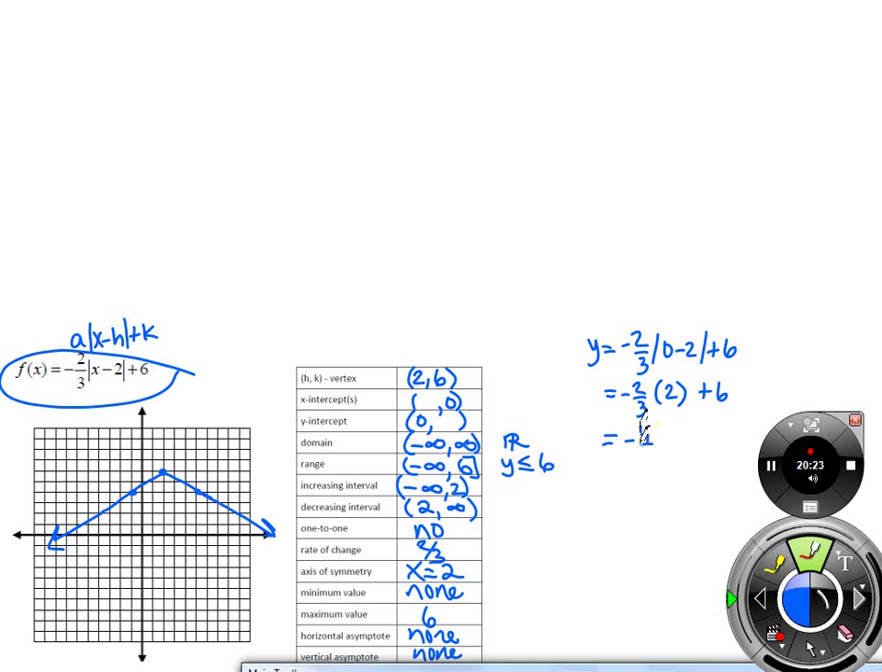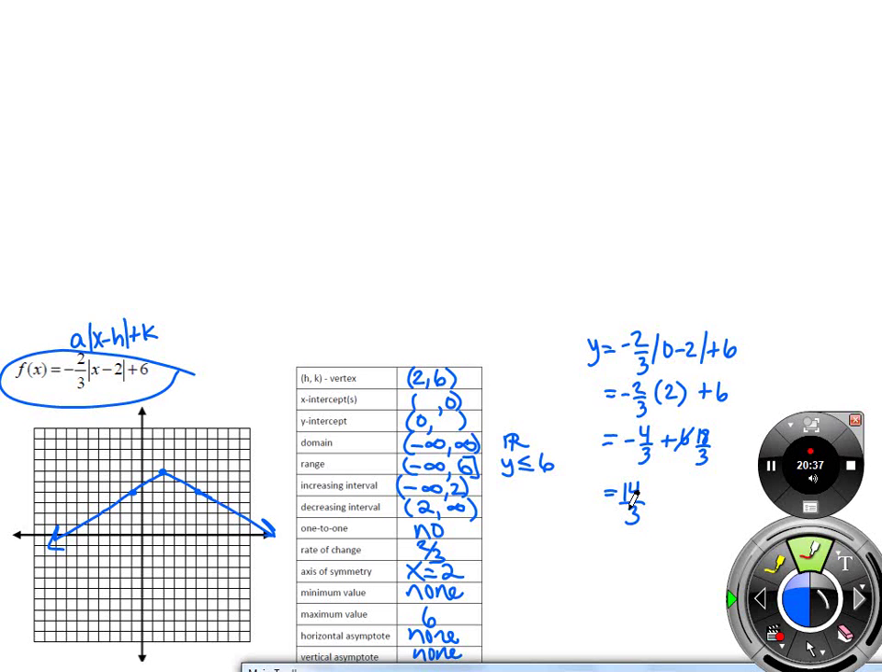So I get negative 4/3 plus 6. I'm going to think of 6 as 18 over 3 so that there's a common denominator. And that gives me 14 over 3 as my intercept. And then I can see if that makes sense.